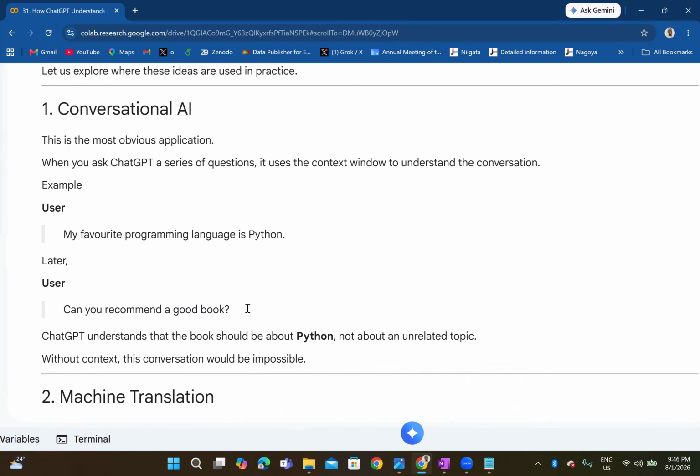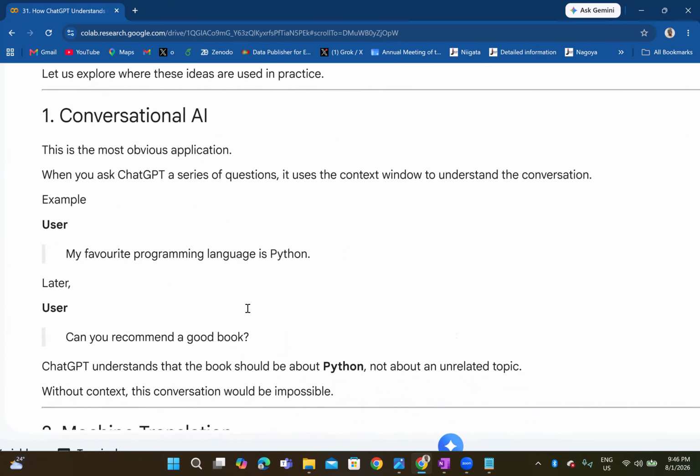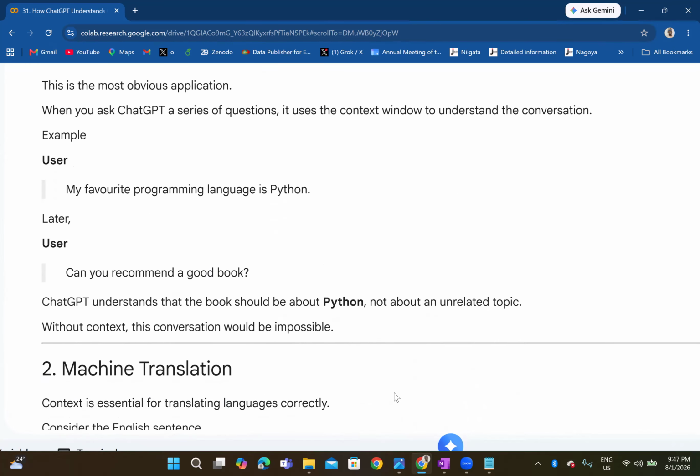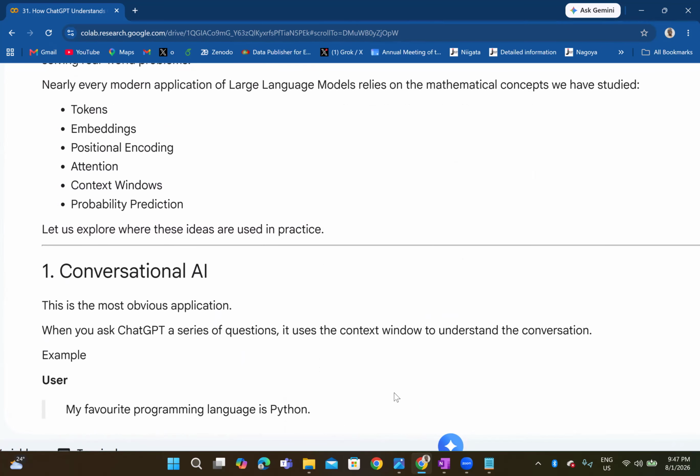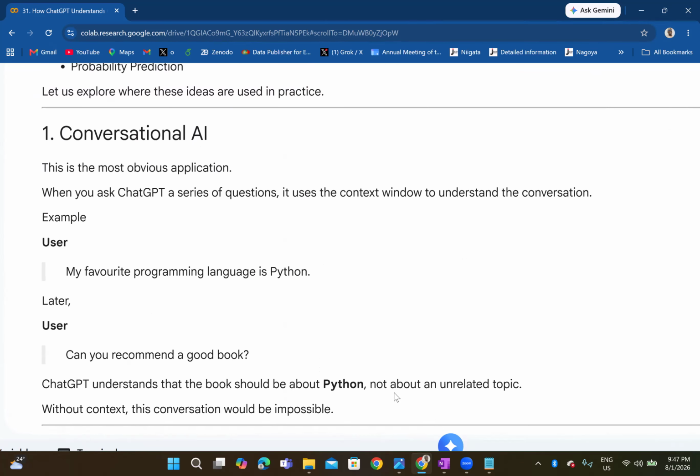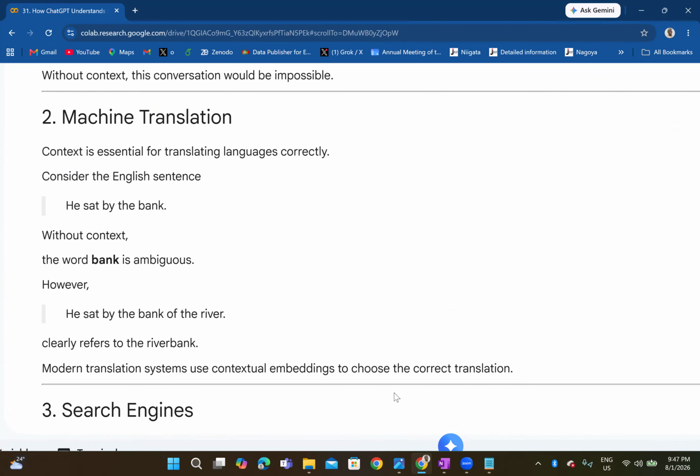So first of all, we have conversational AI. This is the most obvious application. When you ask ChatGPT a series of questions, it uses the context window to understand the conversation. Example: my favorite programming language is Python. Later: can you recommend a good book? So it knows you are referring to Python. ChatGPT understands that the book should be about Python, not an unrelated topic. Without context, this conversation would be impossible. So we see the application of context understanding in conversational AI.